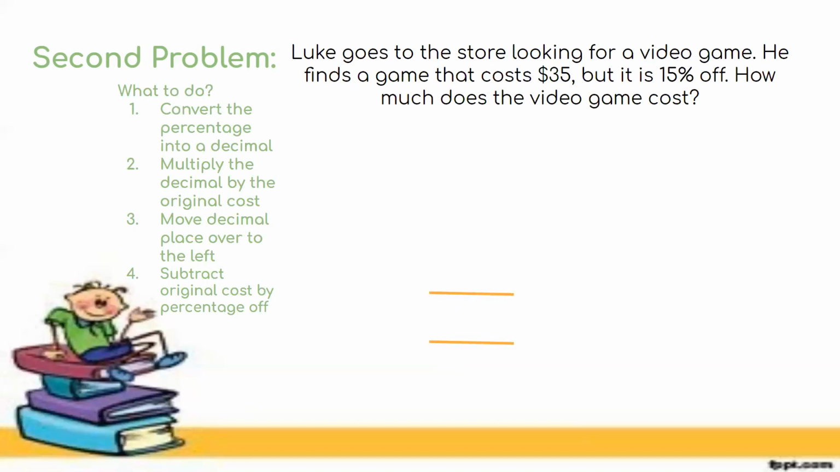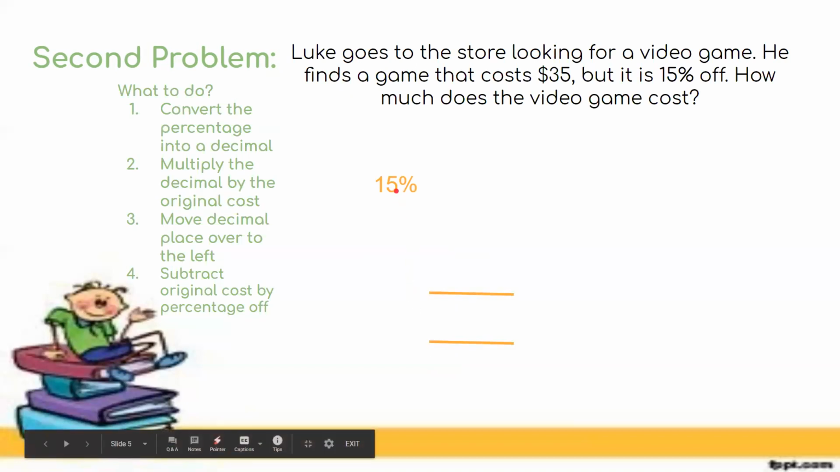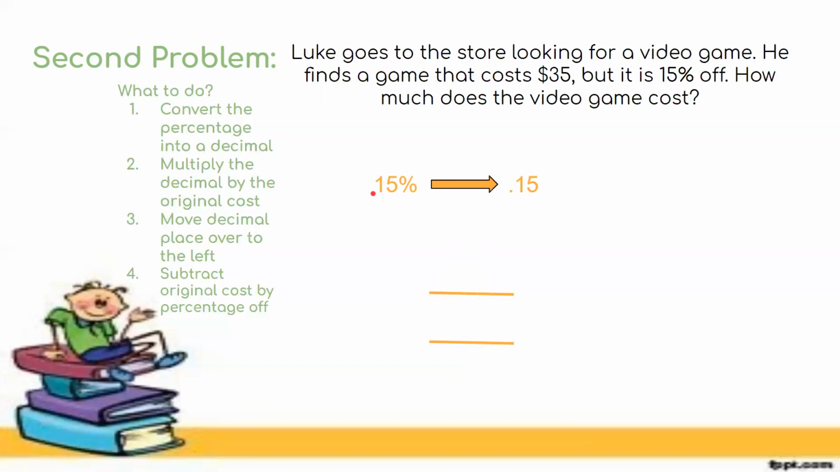So our percentage is 15%. So let's convert that to a decimal. Again, think of it as like 15.0. We know that our decimal place is after the 5. So we'll move it 2 places to the left. That's key. You move it 2 places to the left, and you'll get 0.15. So now let's multiply 0.15 by 35.